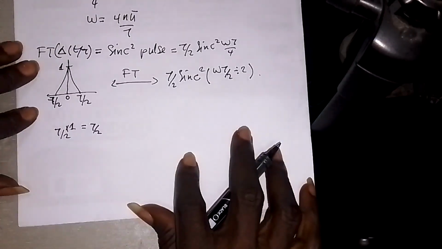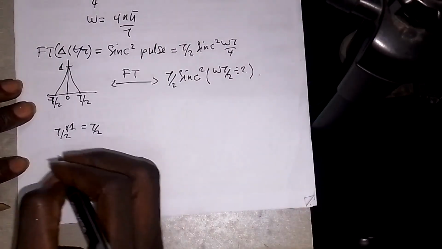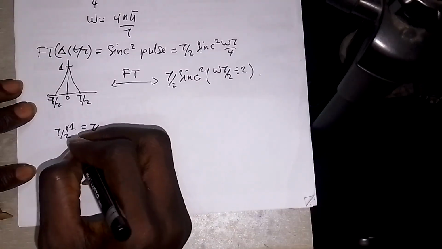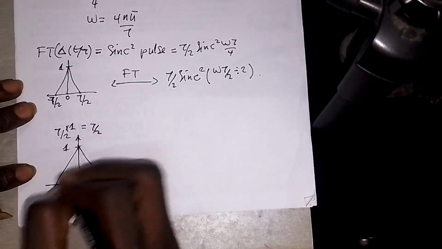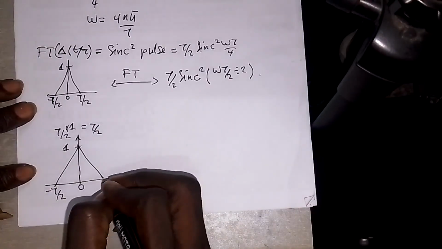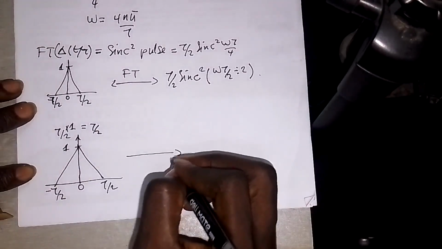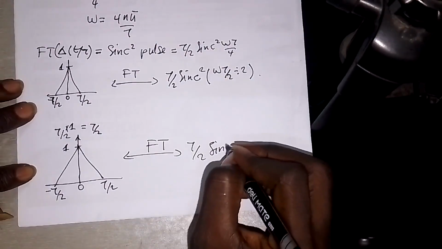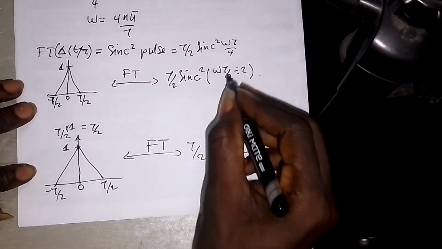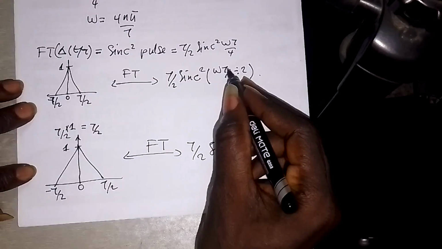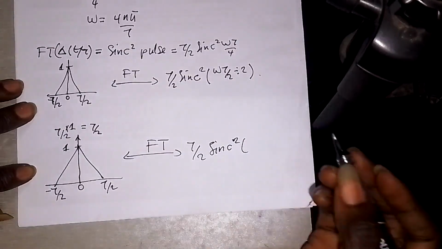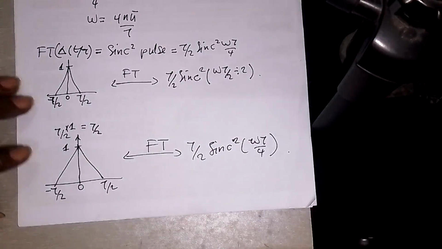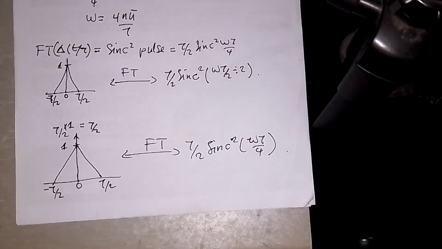In that case, let me draw it in so you see. You're going to have here 1, minus tau on 2, 0, tau on 2. So the Fourier transform is going to be tau on 2 sinc squared. Here you write omega first, and then half of the base, which is tau on 2 divided by 2. So that means you're going to have omega tau on 4. So that is how you can deduce this one. Thank you so much, and see you in the next class.